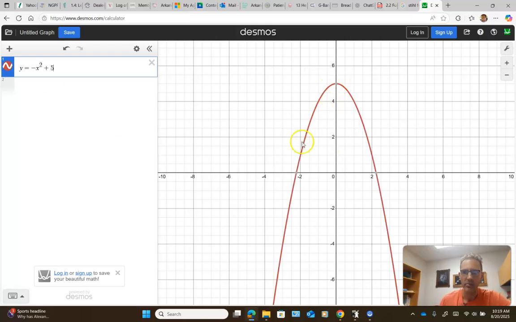This would be an easy way to find some points as well. You can see where it crosses the x-axis. We'll be talking more about this later on. But anyway, this is kind of a neat website for you to look at if you want.